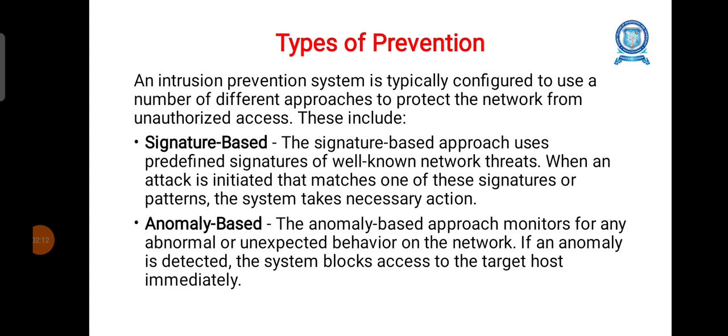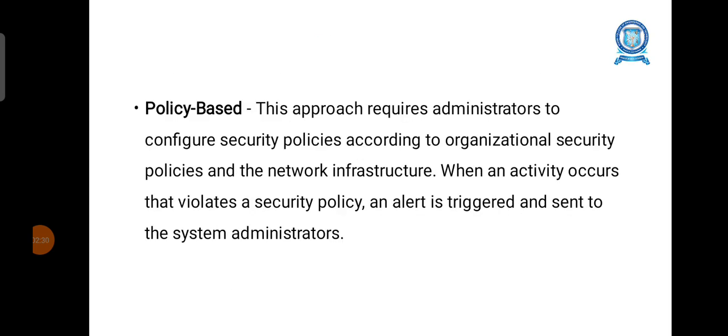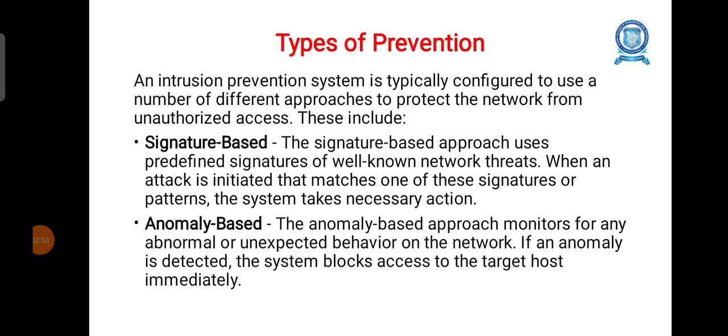Let us see the types of prevention. An intrusion prevention system is typically configured to use a number of different approaches to protect the network from unauthorized access. These include signature-based prevention, anomaly-based prevention, and policy-based prevention. The signature-based approach uses predefined signatures of well-known network threats. When an attack is initiated that matches one of these signatures or patterns, that is, if the signature of the incoming data matches with the attacker signature, then the necessary actions will be taken.